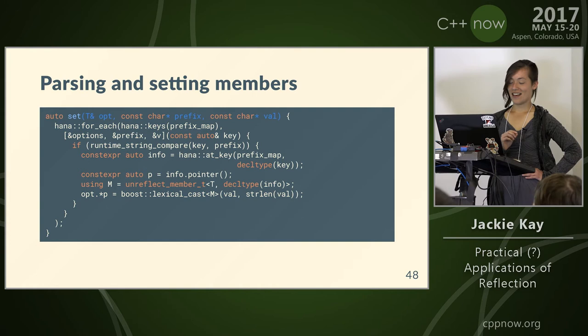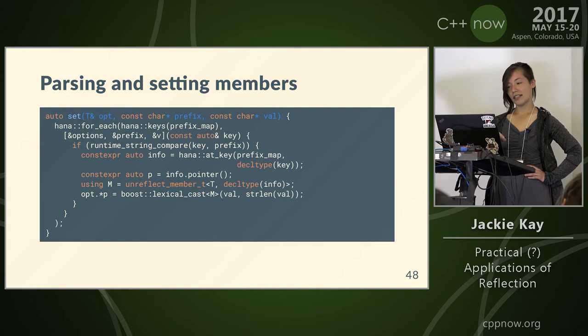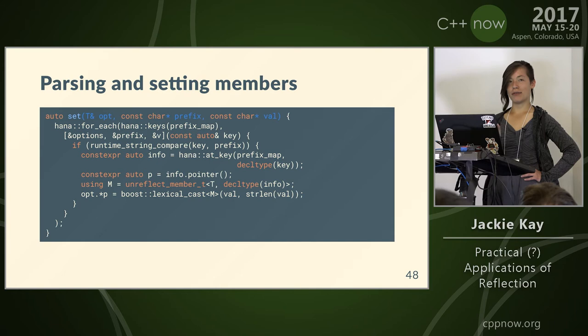After seeing the deserialization example, this is kind of repetition, where we access the map, we get this meta info, we get a pointer out of the meta info, and we get the type out of the meta info as well. I think there's a bug in the current implementation of the CPP3K fork, where what I'd like to do is say decltype info::type, and for that to just work. It really doesn't work for templated types. So unreflect member right now is this crazy thing that uses declval and decltype. If you're curious, I'll show you later.